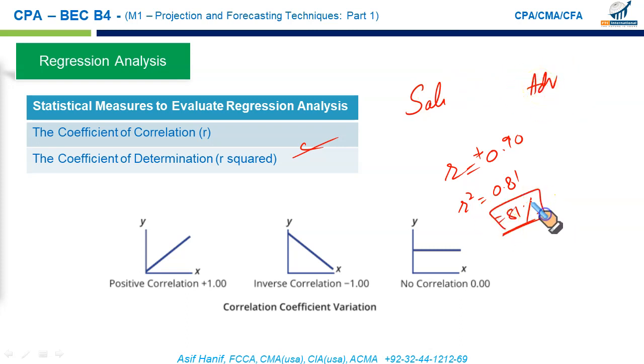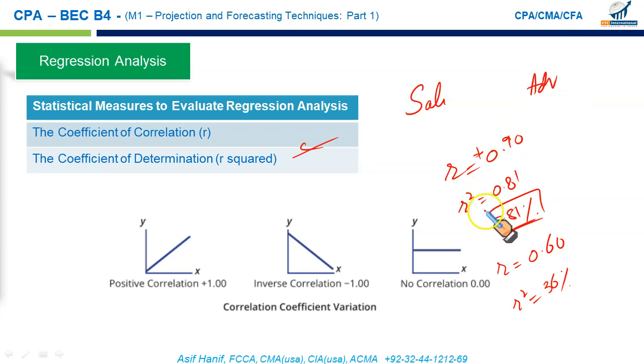Quite a good number. Let's say if R happens to be 0.60 and R squared becomes 0.36 or 36%. What will it say? It says that 36% variation in sales is explained by advertisement, by my independent variable. Right?